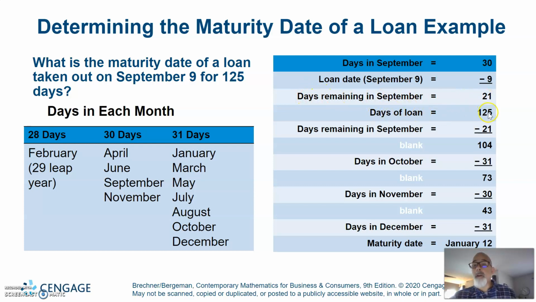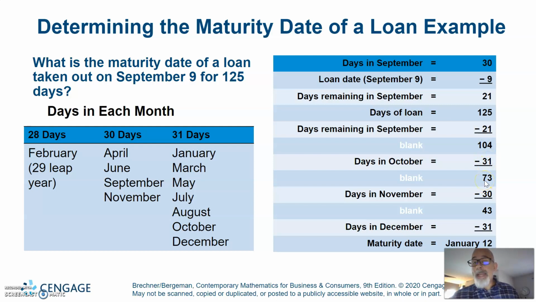The number of days of my loan is 125 days. This is a given to you. What I want to do now is subtract that 21 off that. That gives me 104 remaining. And then what you want to do is write this out. Go month by month by month. So the next month is October. When I look at my chart over here, October has 31 days. I subtract that off 104. Am I over 31? Yes. So I'm at 73 right now.